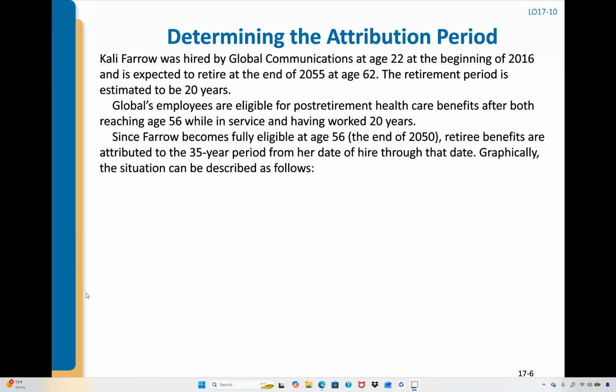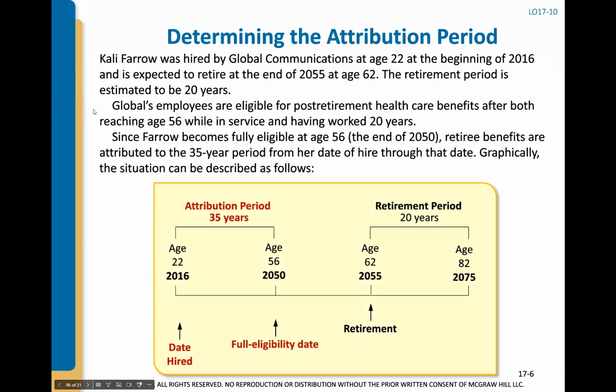Let's go through this example of determining the attribution period. Callie Farrow was hired by Global Communications at age 22 at the beginning of 2016, and is expected to retire at the end of 2055 at age 62. So right here, I'm going to write my timeline. Age 62 is the retirement date, and 2016 was the hire date.